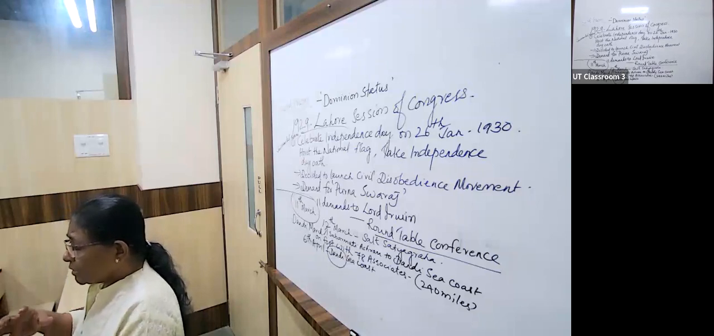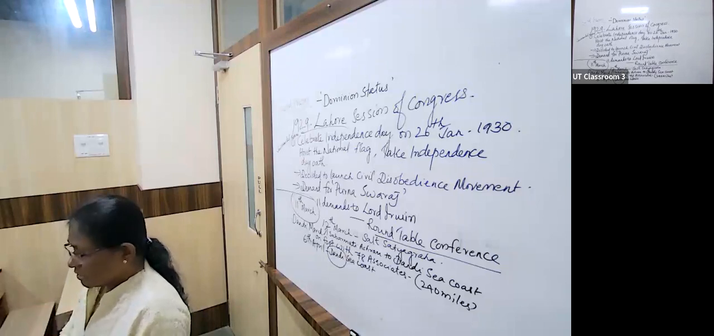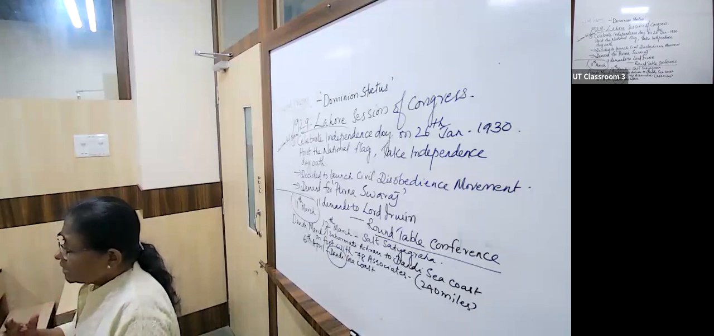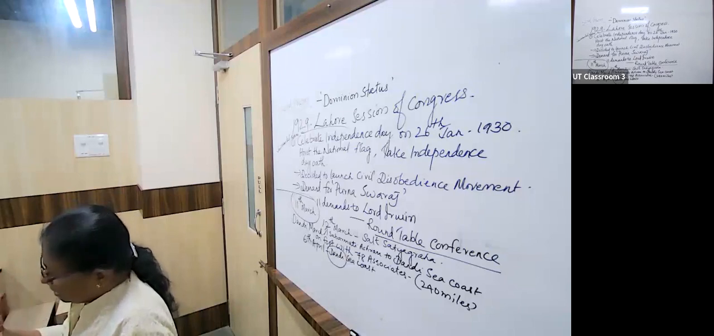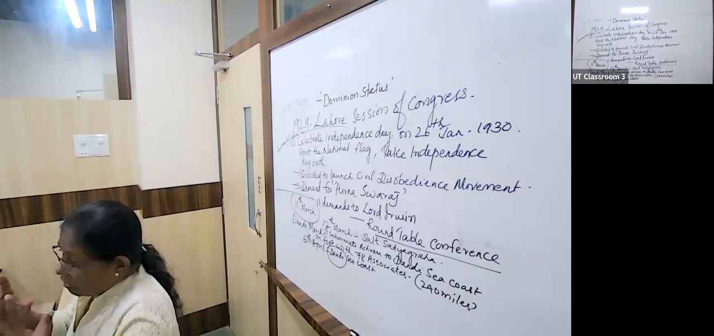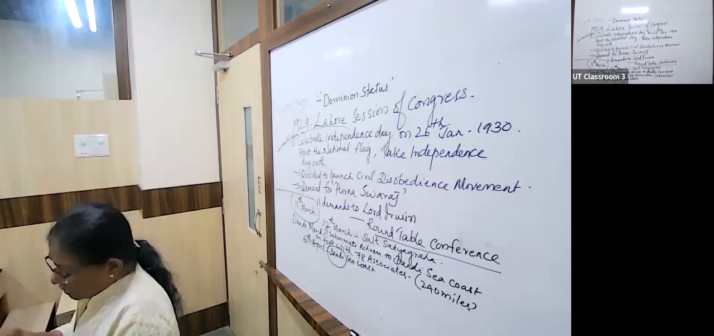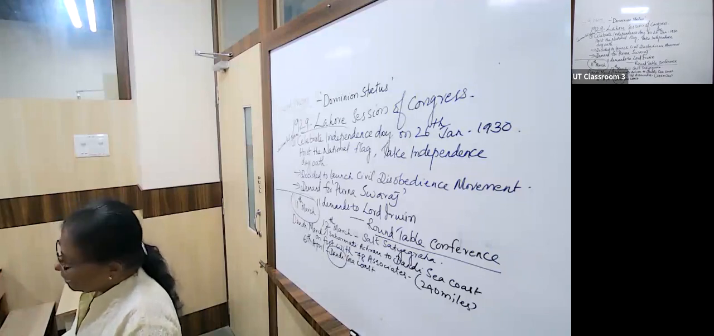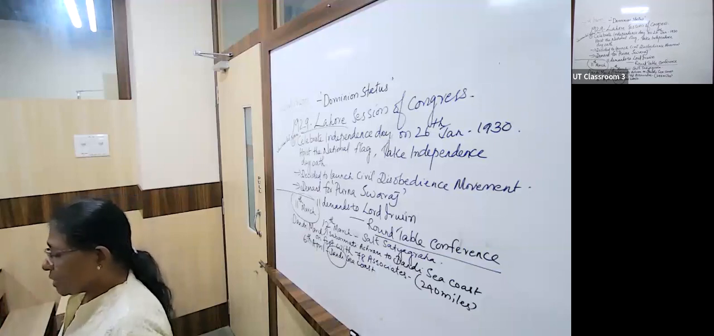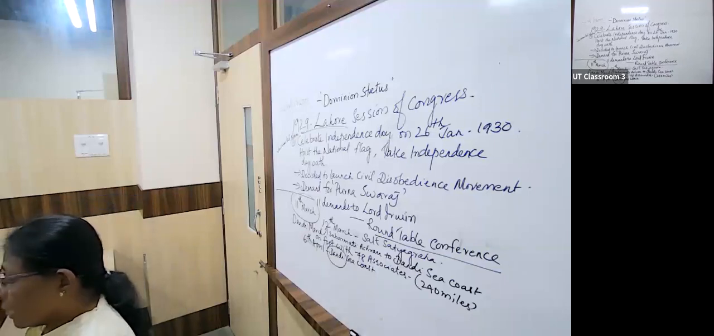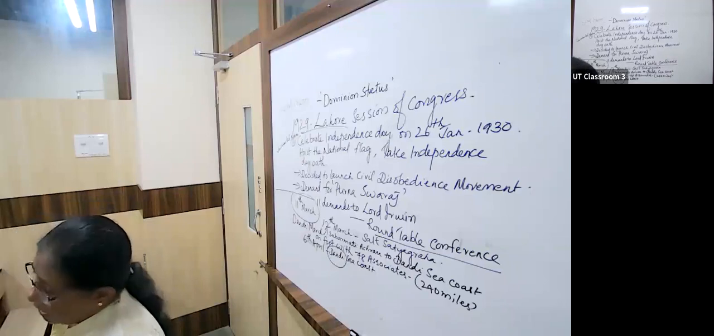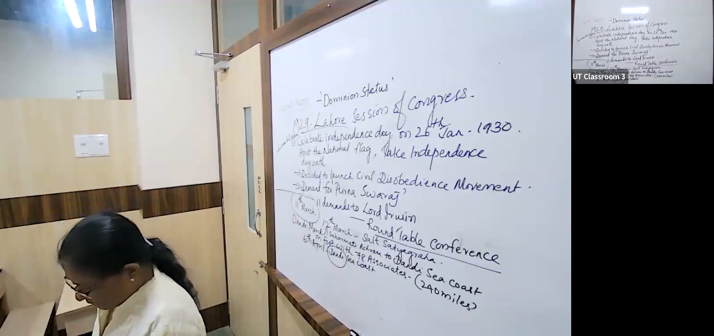We can find rich persons in this part, poor persons also. Then we can see traders and businessmen. Then workers' participation. Then the role of Dalits and Muslims. So how did each section participate? First, let us see the participation of rich persons, how they participated and why they participated.